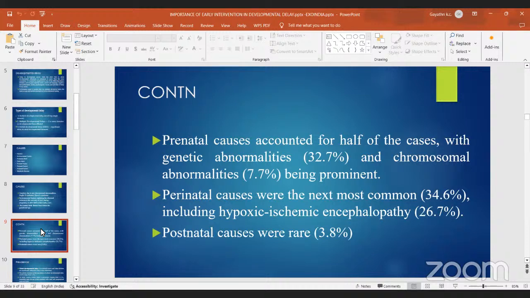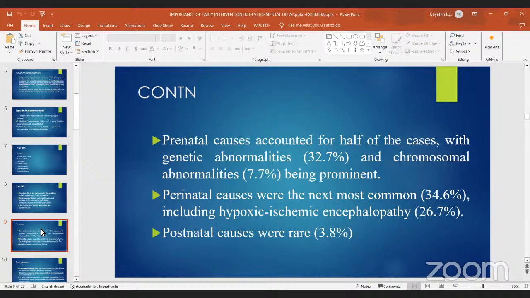Next, the perinatal causes. In the perinatal causes, that is during delivery, more than 26.7%, about 1/4 of the babies, are affected at the time of birth. The first cry is very important. At that time the baby receives the oxygen supply. If the baby does not have enough oxygen supply at that time, it will lead to hypoxic ischemic encephalopathy. Most probably, around 34.6% of the population is affected during these perinatal causes.